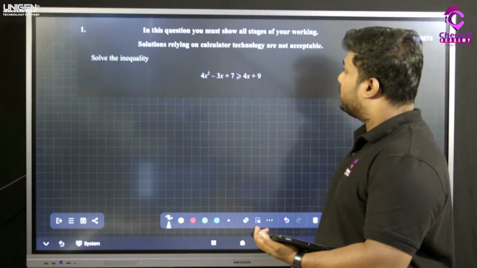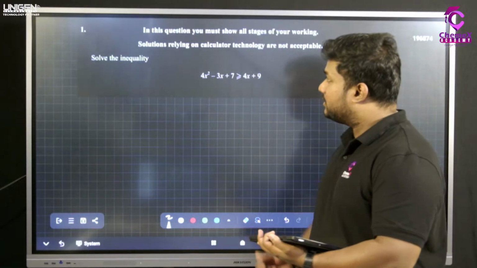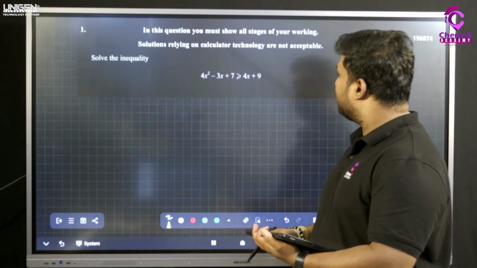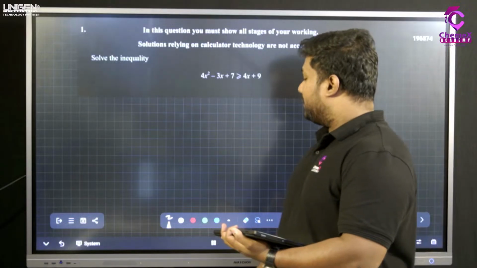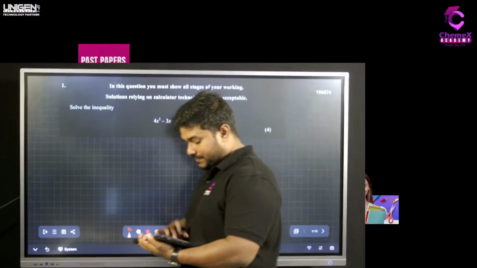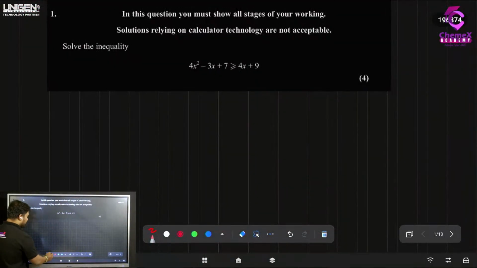In this question, you must show all your stages of working. Solutions relying on calculator technology are not accepted. So you need to solve the inequality. How do you do it? So what you do is, first, you can take all the terms to one side, right?